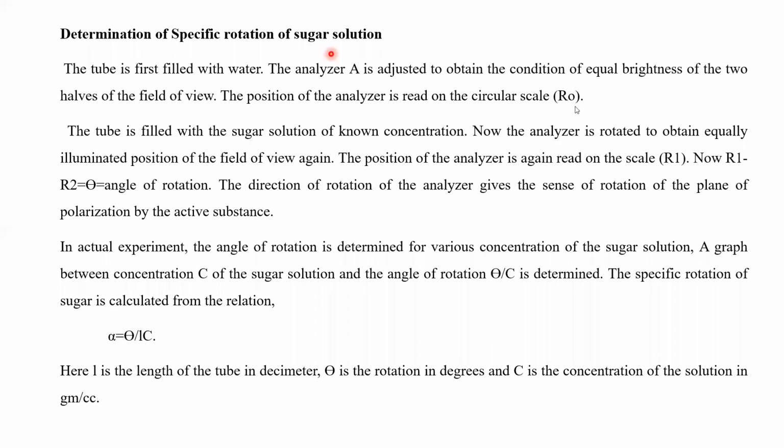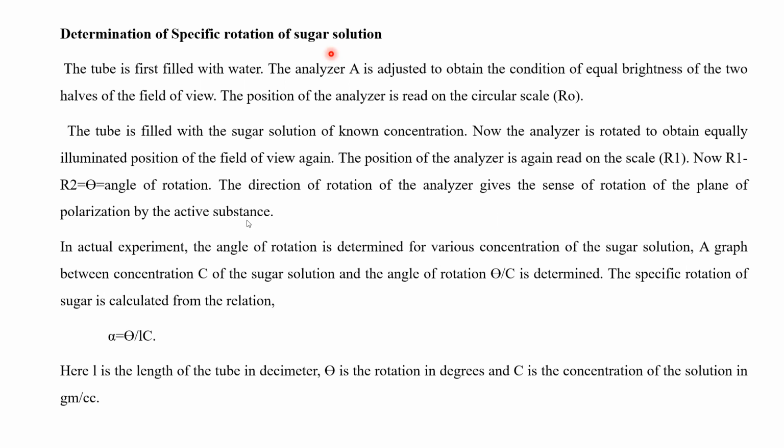Then the tube is filled with sugar solution of known concentration. Okay, we fill in a particular concentration of sugar solution. Now the analyzer is rotated again to the equally illuminated position of the field of view. We keep watching until the light is equally illuminated again, and the position of the analyzer is read as R1. Now R1 minus R0 is equal to theta. This is called the angle of rotation. The direction of rotation of the analyzer gives the sense of rotation of the plane of polarization in optically active substances.